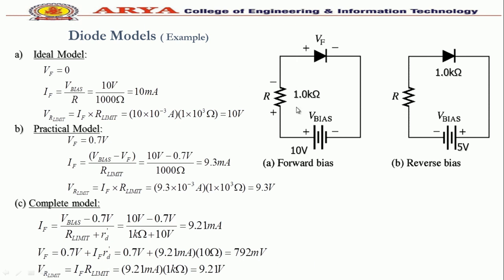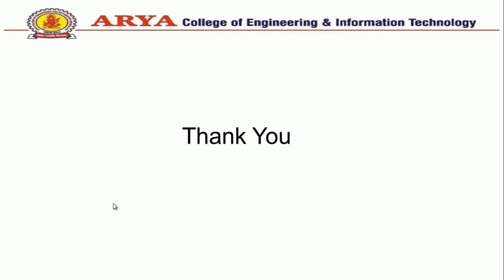VR limit is now calculated as IF into R limit, that is 9.21 milliampere into 1K, which is 9.21 volt. That is lower than both of our previous cases. These model calculations show that we get closer to the exact calculation when using the complete model. In this slide, we have covered three different models of diode: the ideal diode model, the practical diode model, and the complete diode model.